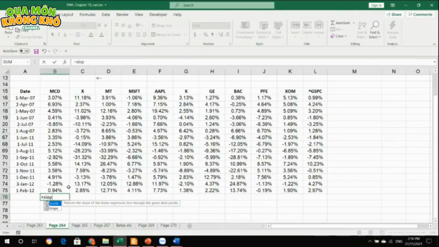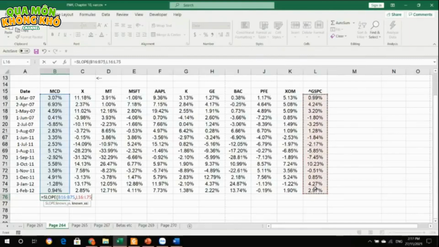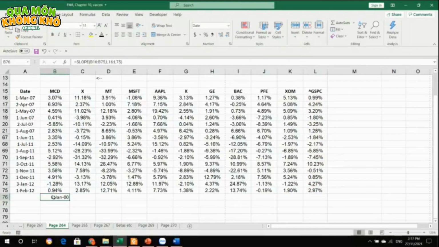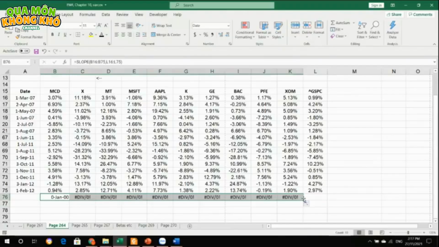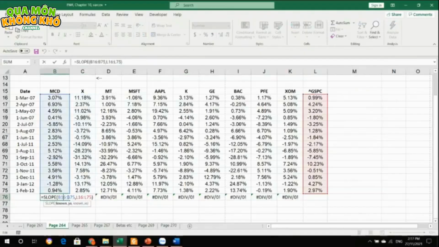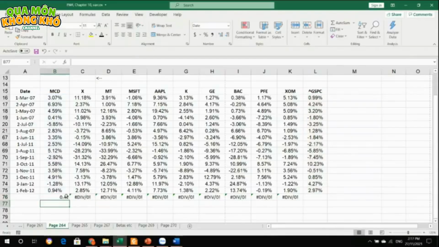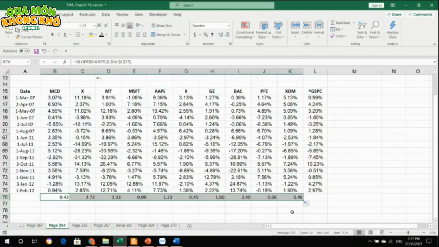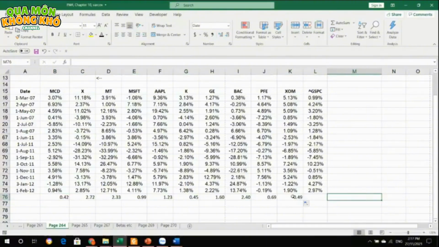We use the function SLOPE, with the return of the stock and the return of the market. Oh, we fix the return of the market. That's it, beta.